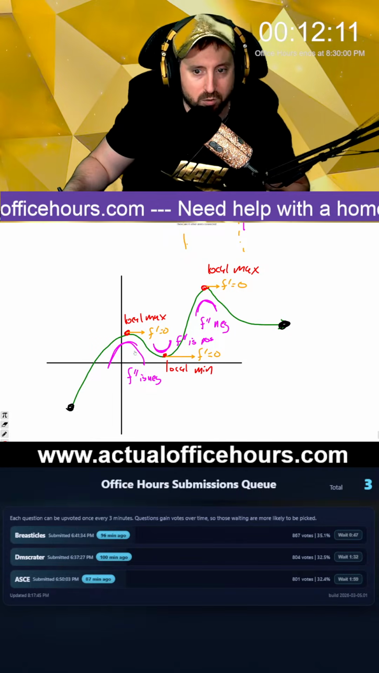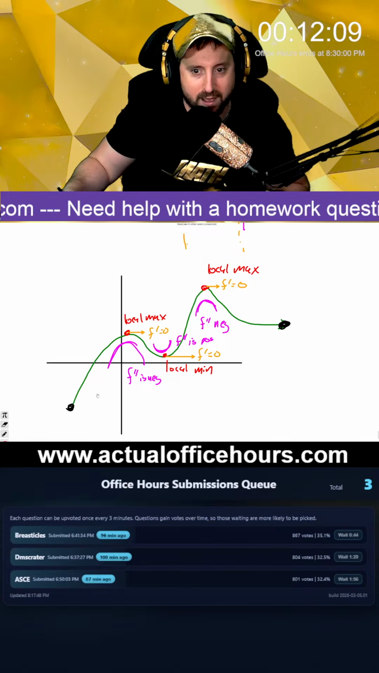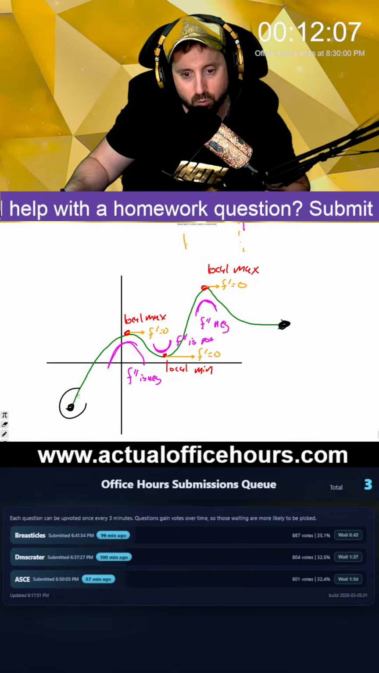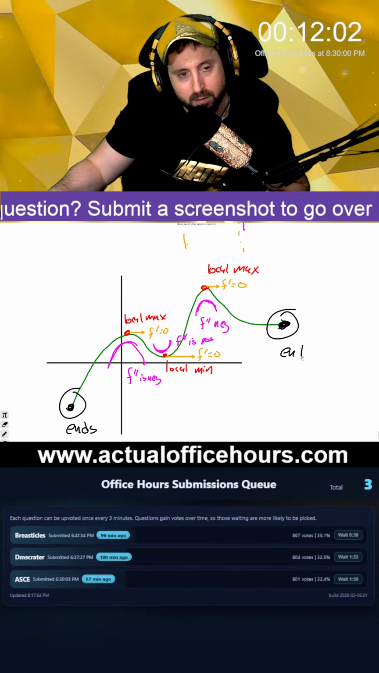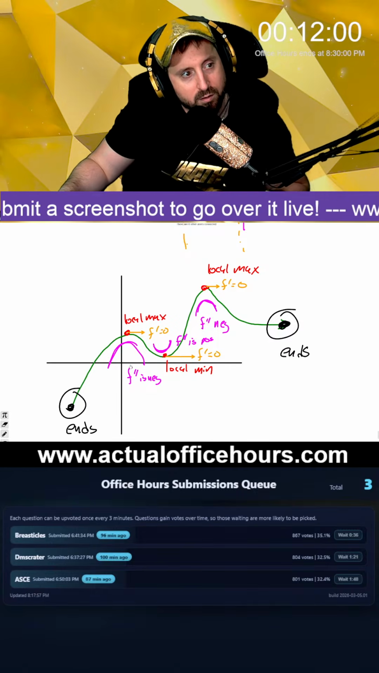And then what you need to do is consider what are the y values of your local maxes and mins, and also what are the y values of the endpoints.